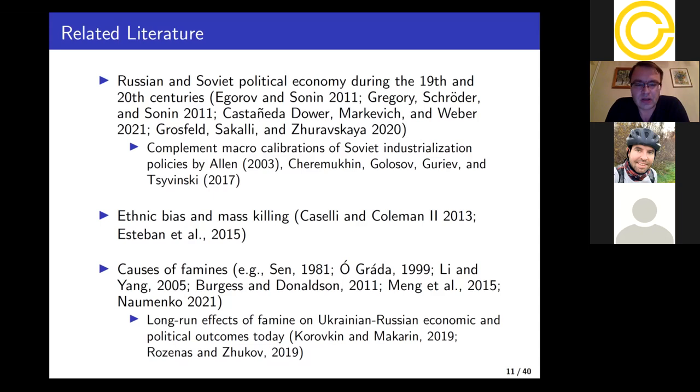Many great scholars have written on that, but mostly in different contexts, in the context of Ireland, India, China, and so on and so forth. Our paper is about the Soviet Union. It is most closely related to Naumenko's single-author paper, which focuses on Ukraine only and on the link between collectivization and famine. Here we study a different question and use a larger data set.